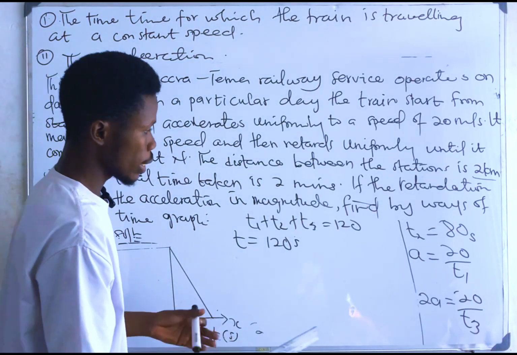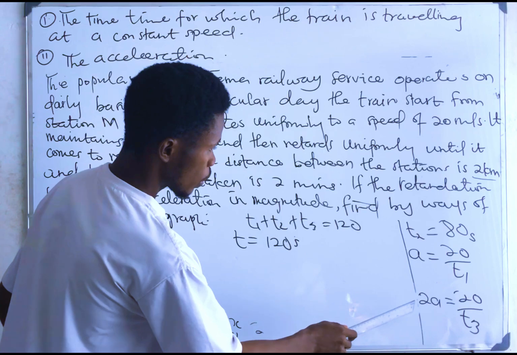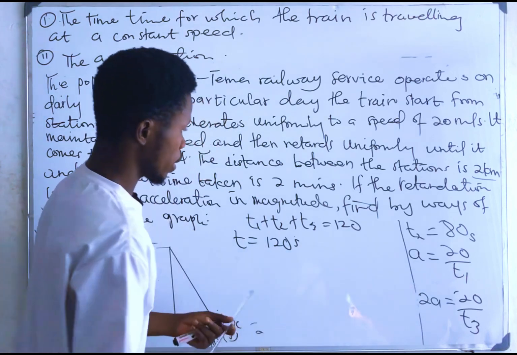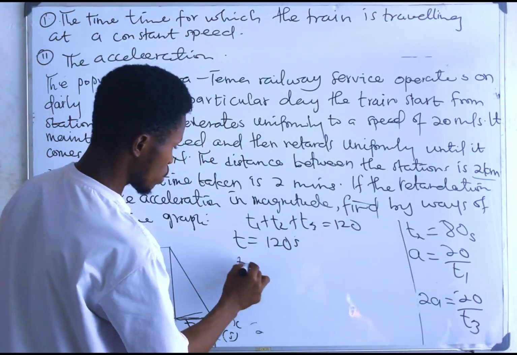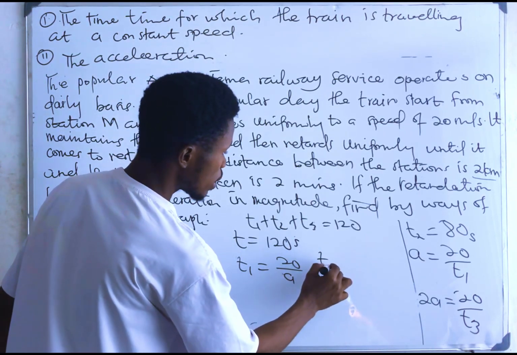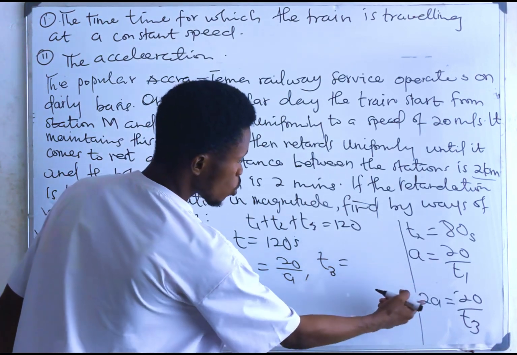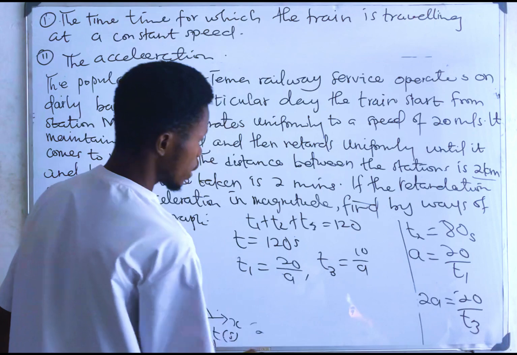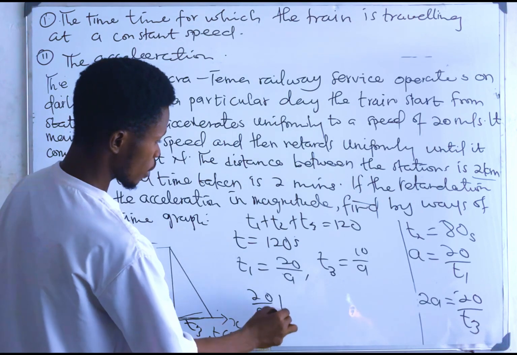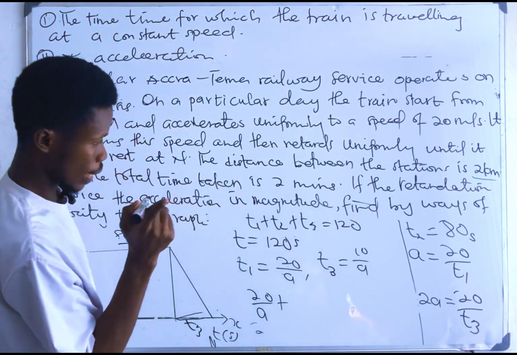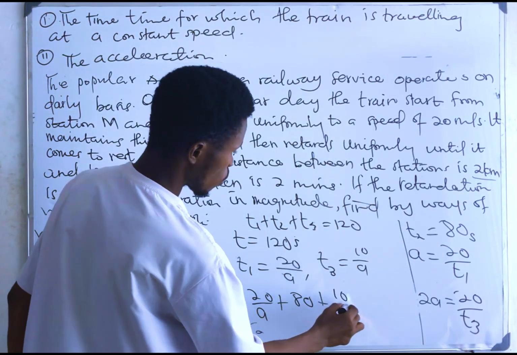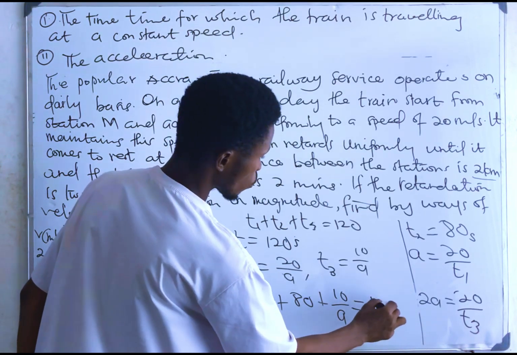So in this case, I can decide to make T1 the subject here. So I'll get T1 equal to 20 over A. Then T3 will be 20 over 2A, that will be 10 over A. If I do the substitution here, I know that my T1 is now 20 over A, my T2 is 80 seconds, that's what we worked out, and my T3 is 10 over A, and the sum equals 120.